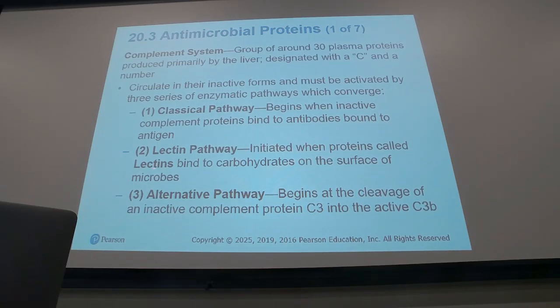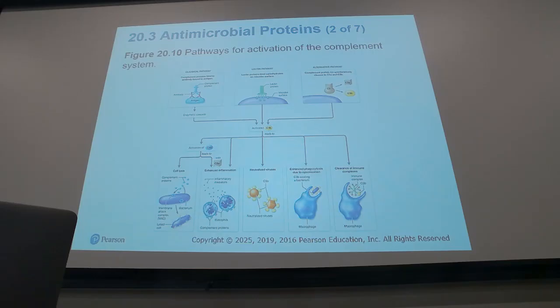Now, in the lectin pathway, you have proteins called lectins that bind to the carbohydrates in microbes. So it's similar to the antibodies, but in this case it will be lectins. And then the alternative pathway is when you cleave the inactive C3 protein to make it C3b. So here are the three pathways.